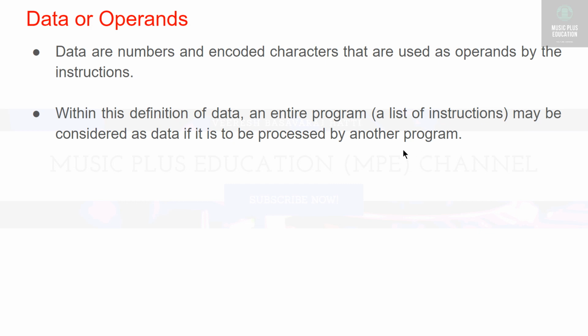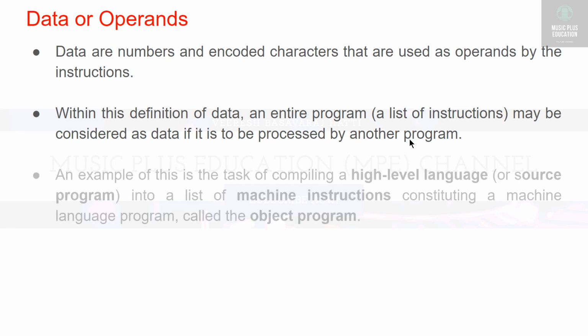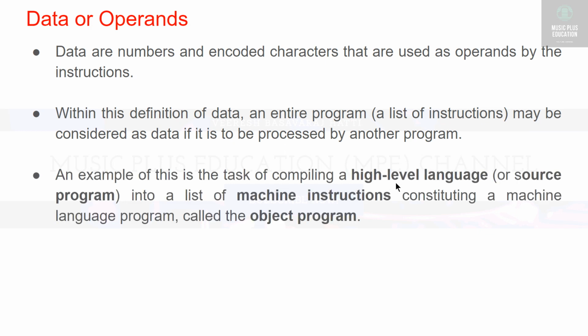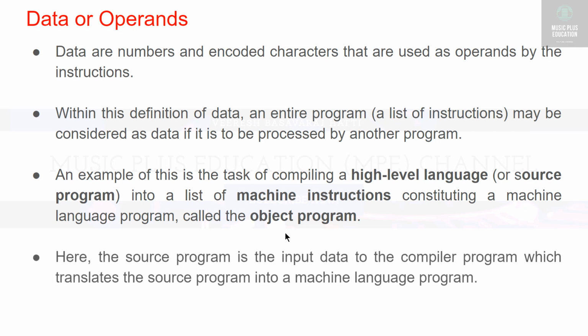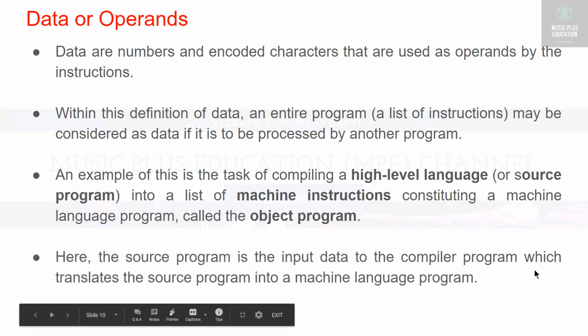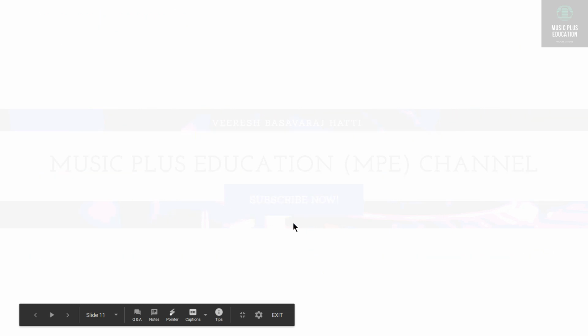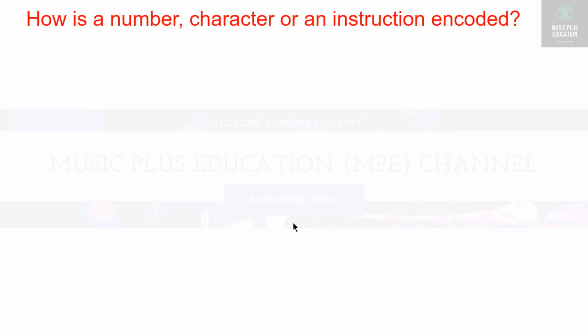Here another program is what? Compiler. What is the input to the compiler? Source program, that is a high level language, English language. So we had 3 instructions that will be converted to machine language. An example of this is the task of compiling a high level language, or source program, into a list of machine instructions constituting a machine language program called the object program. Here the source program is the input data to the compiler program. Compiler is a program which translates the source program into a machine language program. Machine language means what? Object program. So what does the object program contain? It is ones and zeros like that, the computer machine language.